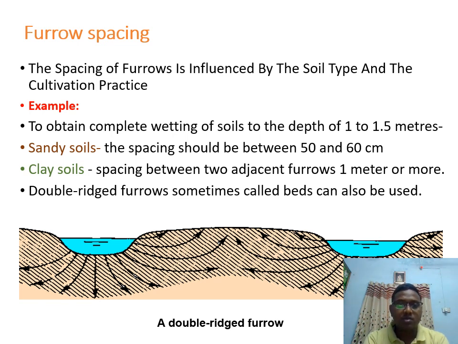then if it is sandy soil, the spacing we have to keep is between 50 to 60 centimeters, as you know that in sandy soil the infiltration rate is more. And if it is clay soil, then you have to change the spacing. The spacing between two adjacent rows of furrows is up to 1 meter or more, because in clay soil water gets absorbed more and lateral movement is more. In sandy soil, vertical movement is more.